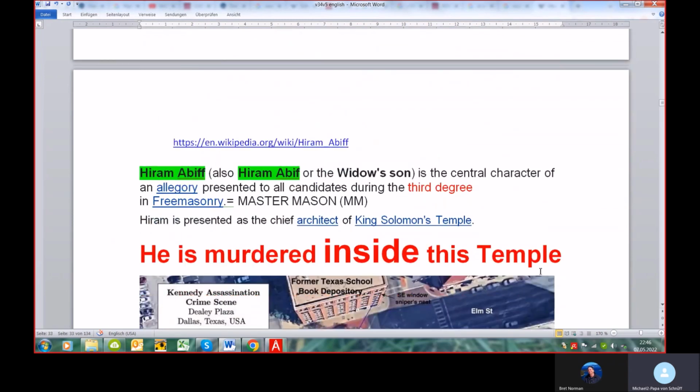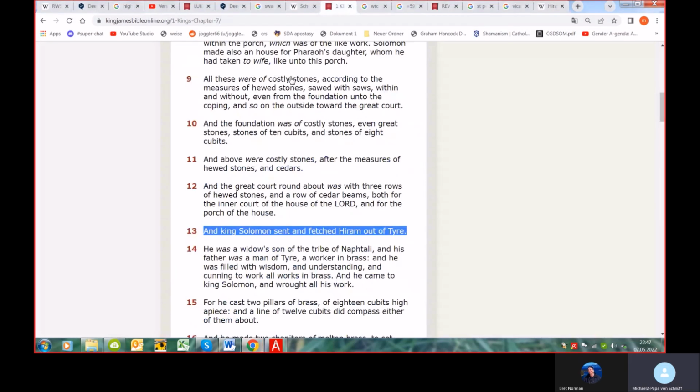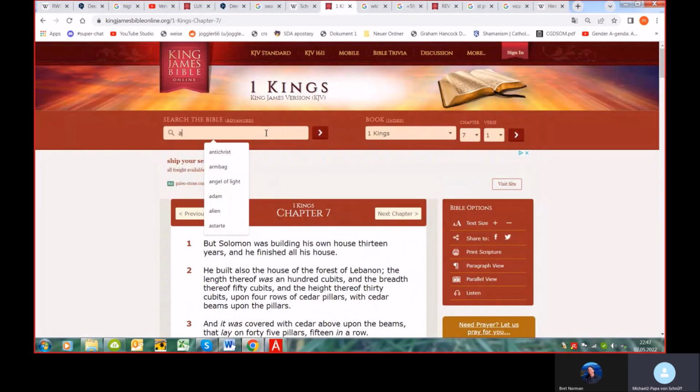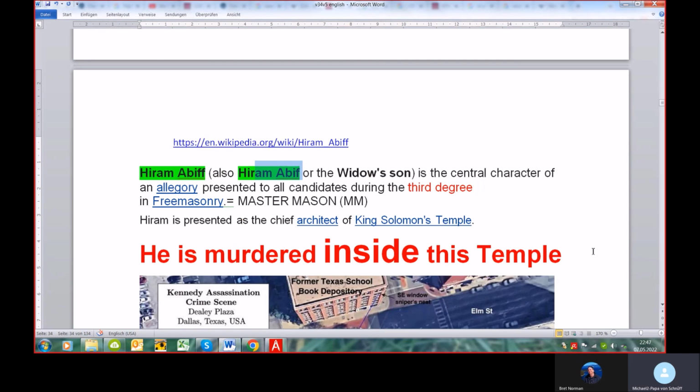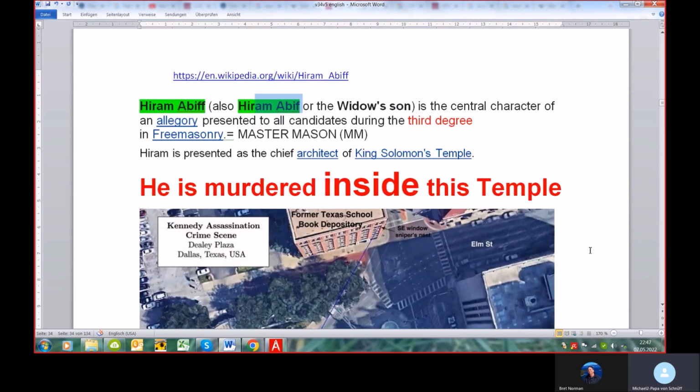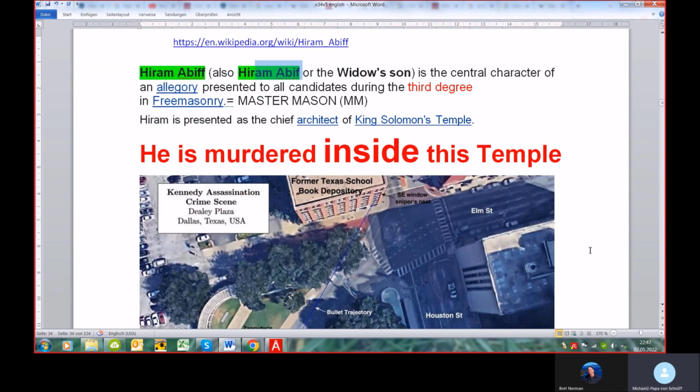So Hiram Abiff, or the widow's son, we know that is a legendary character, is not Hiram of Tyrus, because that character, Abiff, is not mentioned in the Bible. You can type in Abiff, with double F, and you will get zero results. So this is legend. And now you have to go to the next step, because in the Freemason initial rites of the Master Mason, third degree, it is the central character of an allegory presented to all candidates during the third degree in Freemasonry, Master Mason. Hiram is presented as the chief architect of King Solomon's temple. He is murdered inside this temple.